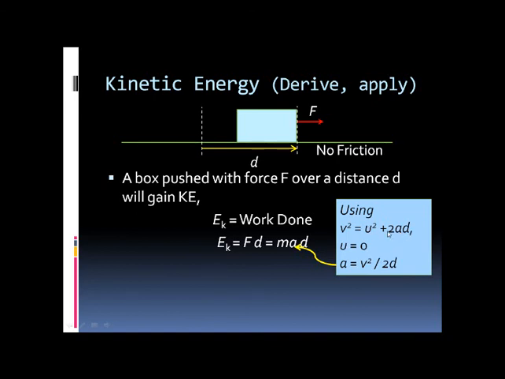Now if we take a as the subject, we know that v squared over 2d equals a. Now if we substitute this back into the equation, we get simply Ek equals m times v squared over 2d times d. Here it's very convenient for us to cancel out the d's because one is a denominator and one is a numerator. And what do we get? We get Ek, which is kinetic energy, equals half mv squared. And this is the commonly used and well-known equation for kinetic energy.